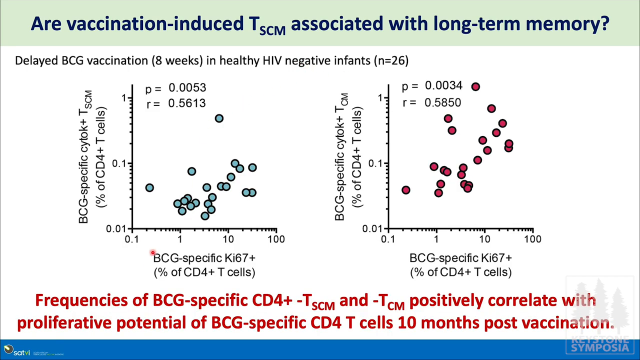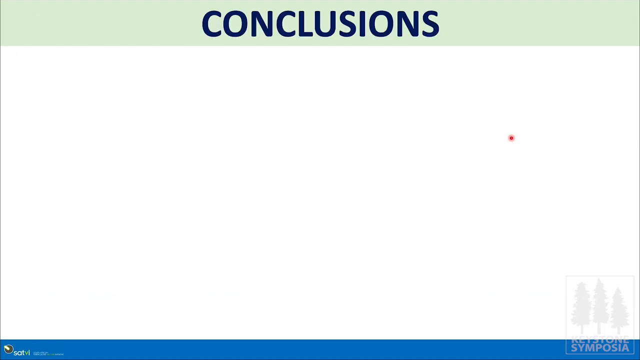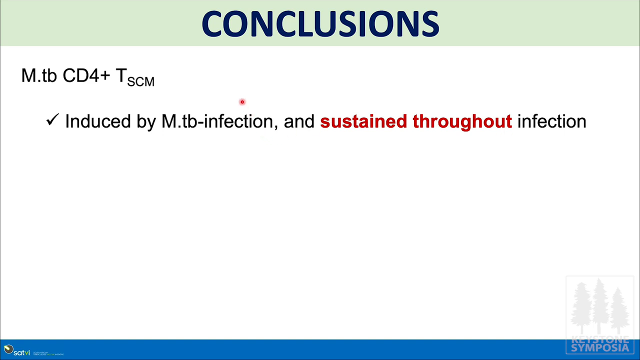And what we observed is that we used BCG expression of Ki-67 as a marker of proliferation, and we actually saw that frequencies of BCG-specific stem cell memory T cells, shown in light blue here, and central memory cells, shown in pink, are positively correlated with proliferative potential in BCG-specific CD4 T cells 10 months post-vaccination. And even though we see lower frequencies of BCG-specific TSCMs, the positive correlation is very similar between BCG-specific TSCMs and central memory BCG-specific cells.